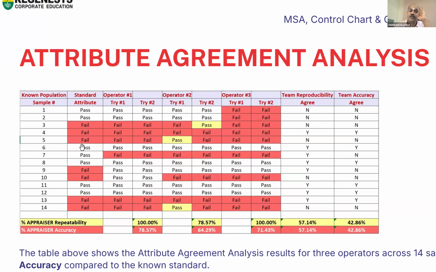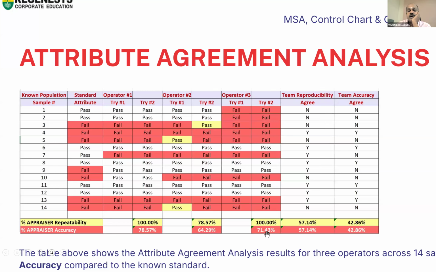That means how many times is he accurate out of 14? 11 times. So 11 by 14 is how much? 83? No, 11 by 14, is it 83? Are you sure? 79, sir. 78.5. 79. Yeah, then this is the 79 value. Correct.